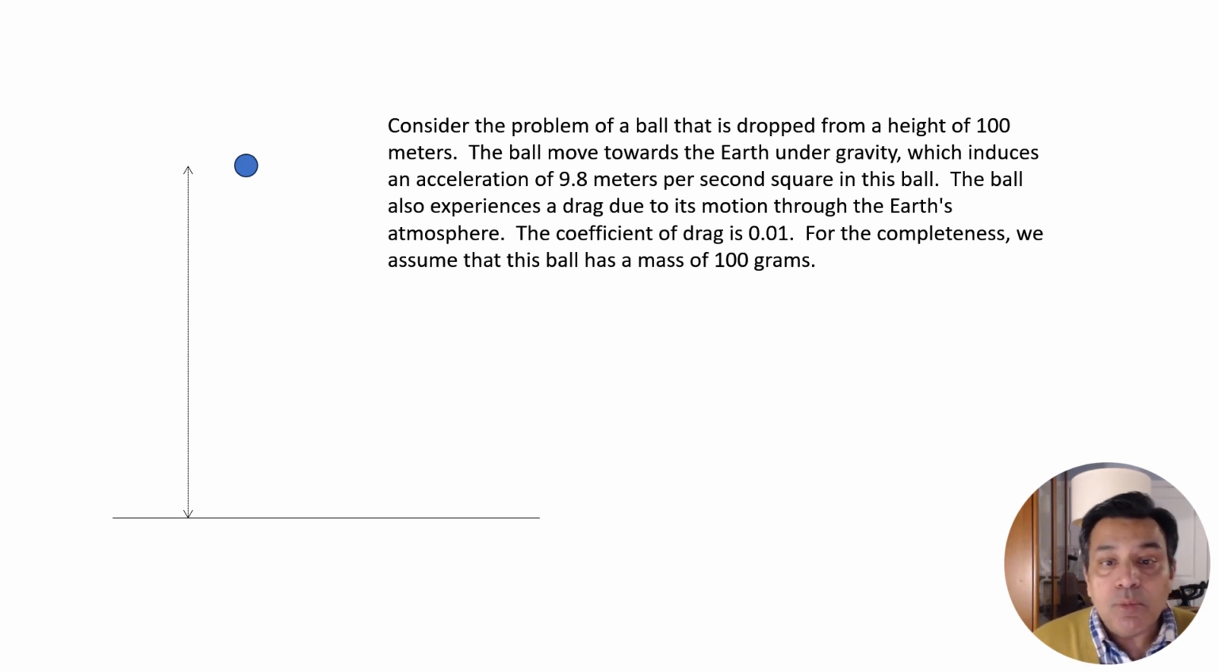Consider the problem of a ball that is dropped from a height of 100 meters. The ball moves towards the earth under gravity, which induces an acceleration of 9.8 meters per second squared in this ball. The ball also experiences a drag due to its motion through the Earth's atmosphere. The coefficient of drag is 0.01. For the sake of completeness, we assume that this ball has a mass of 100 grams. How would we simulate this system?